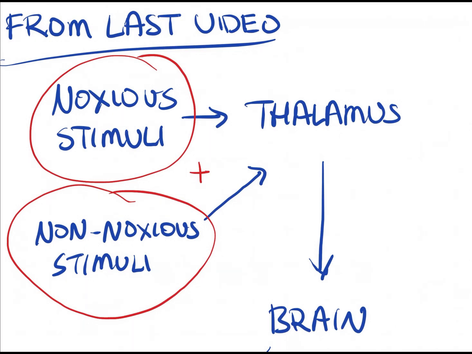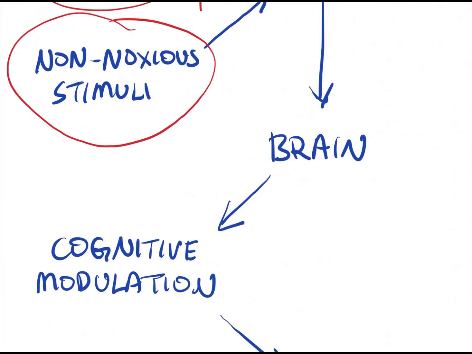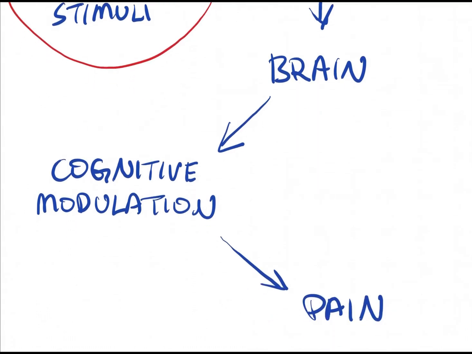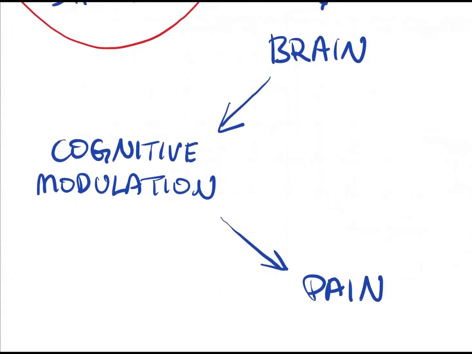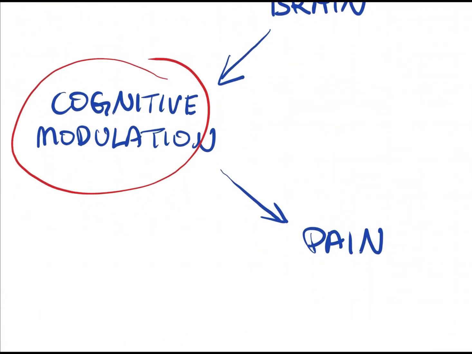So that goes up to the thalamus, which is the main relay center of the brain, and then from there it goes into the brain where it gets processed, it gets understood basically, and then from the brain itself we have what's called cognitive modulation. This is basically where the brain can modulate the pain that it is feeling itself, just based on conditioning or just based on catastrophizing, if you guys remember what that term was. You can either feel more or less pain. And of course, the end result is pain.